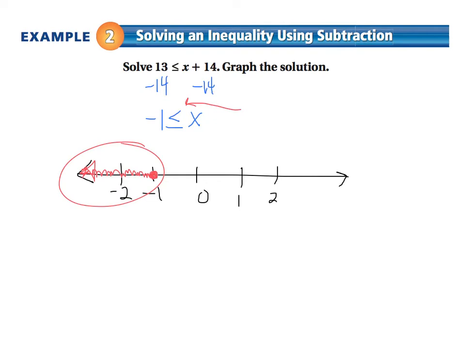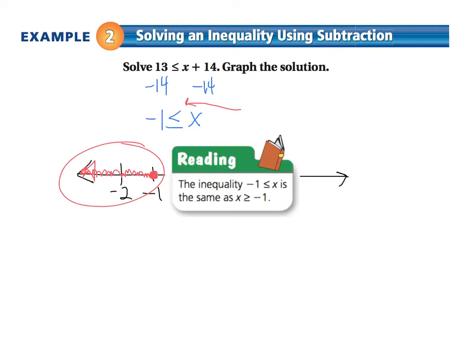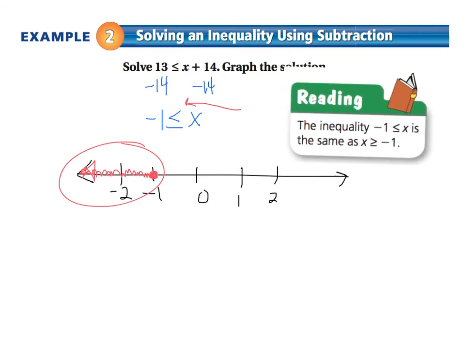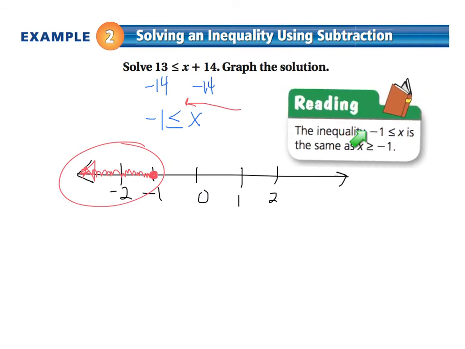So, here is your hint. The inequality negative 1 is less than x is the same as x is greater than or equal to negative 1. If negative 1 is less than or equal to x, that means x is greater than or equal to negative 1. I didn't flip anything. People think, oh, you're flipping the inequality. No, I'm not. I'm just rewriting the problem. It's the same thing as saying x is equal to 1, 1 is equal to x. It's the exact same thing.